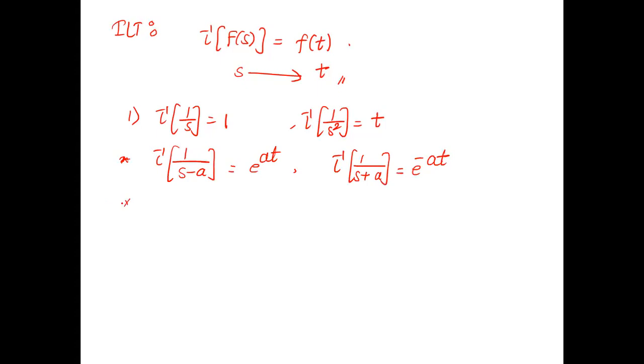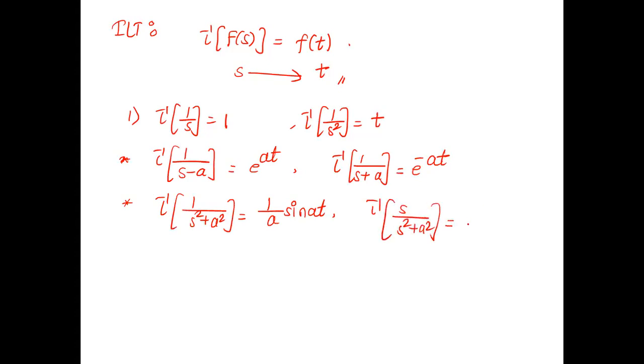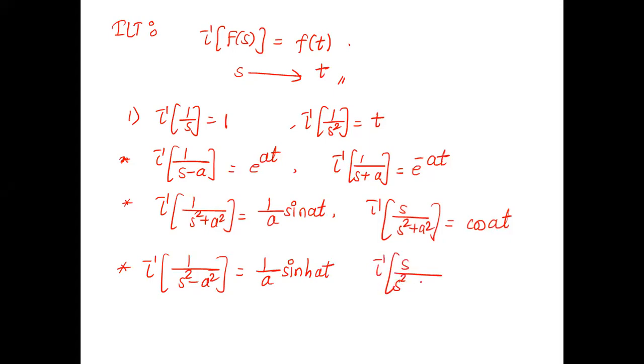Next is Laplace inverse 1 upon S square plus A square. It is 1 upon A sine A T. Very good. Next is Laplace inverse S upon S square plus A square. It is cos A T. Right. Then Laplace inverse 1 upon S square minus A square is 1 upon A sine hyperbolic A T. Correct. Laplace inverse S upon S square minus A square is cos hyperbolic A T. Very good.